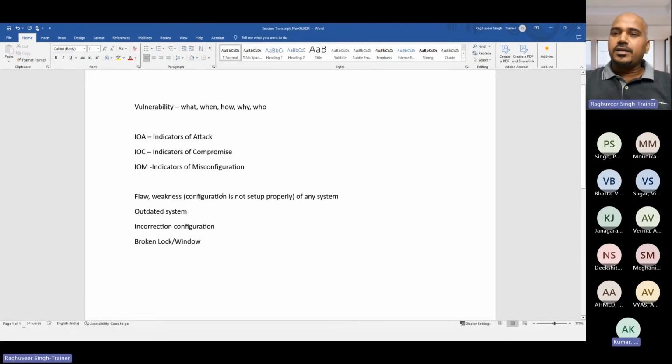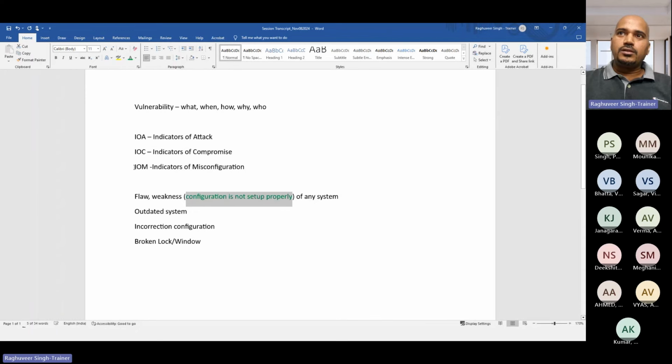But that person has done an MBA in finance. I'm sure that person must have a laptop, right? These days, you can't do an MBA without a laptop. Correct. These days, kids have laptops. Their laptop without a password, so you're all right. It's a flaw, it's a weakness. Configuration is not set up properly.